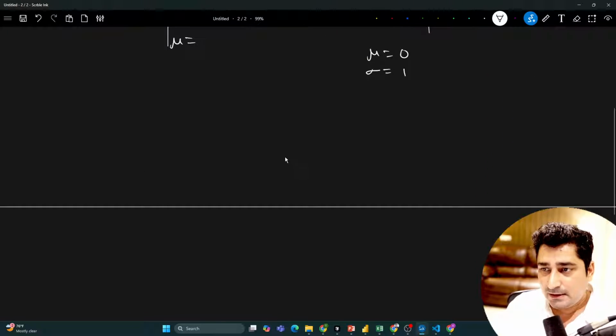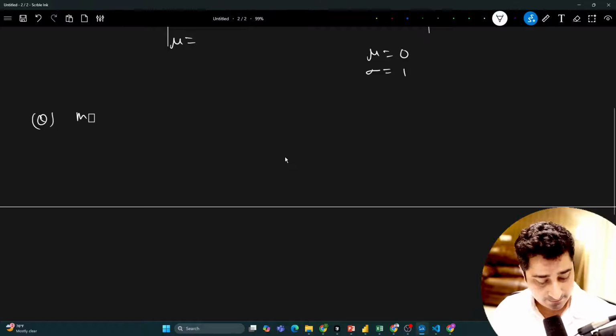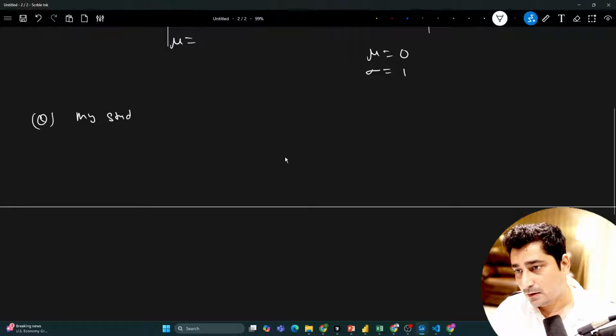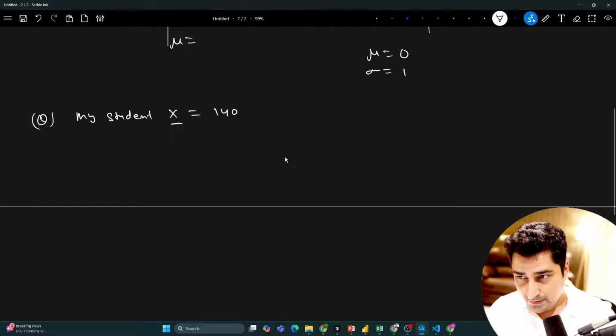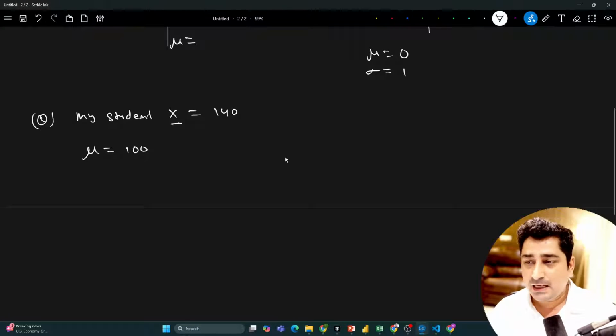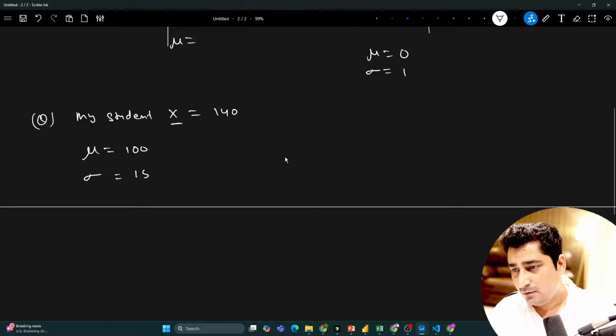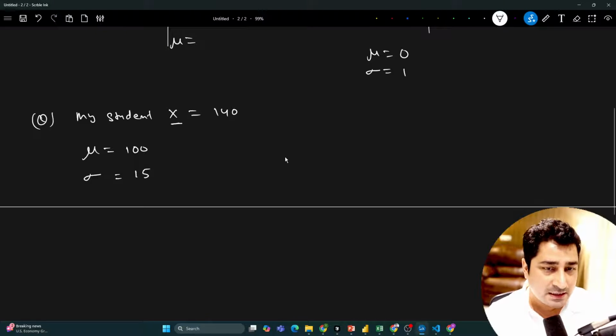So let's suppose there is a question which is given to me. With the help of the question, I would like to explain this one. Let's suppose my student X has an IQ score equal to 140. So X is the name of my student. My student X has an IQ equal to 140, the average IQ in my class is 100, and the standard deviation is basically 15, right?